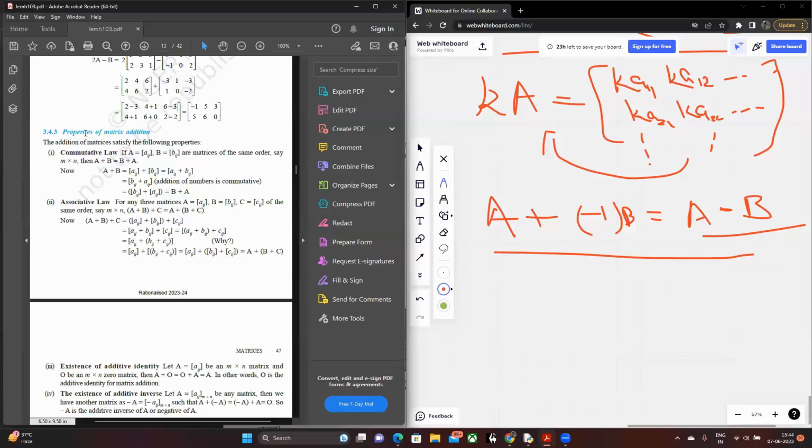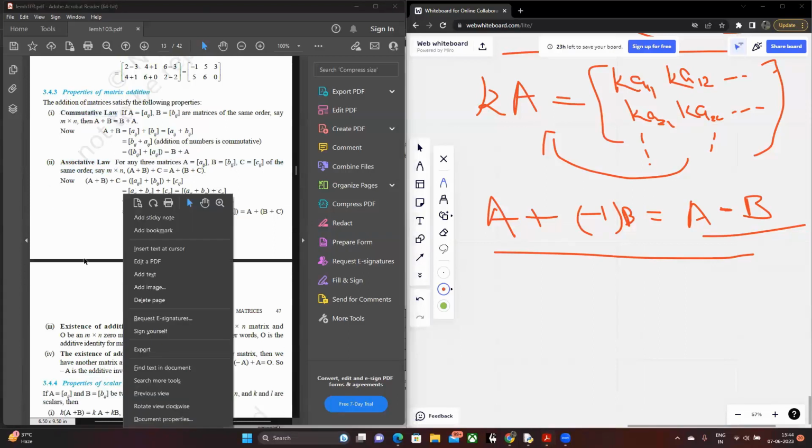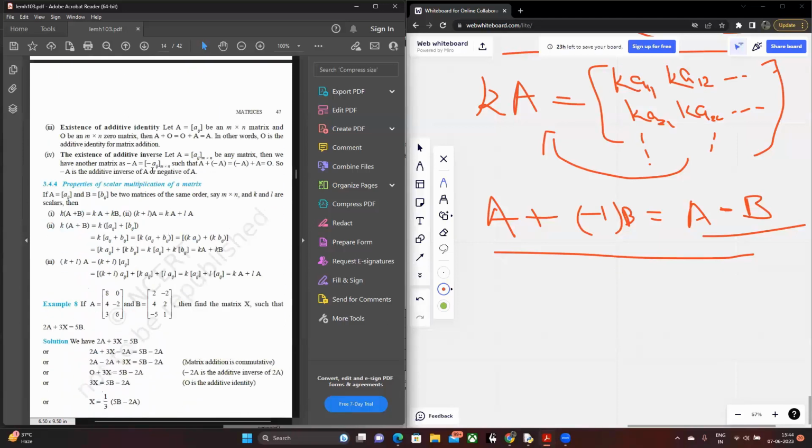Then you have matrix addition properties, that it is basically commutative, it is associative, it has an additive identity, and it has an additive inverse, right? An additive identity is going to be the zero matrix of the order m cross n, and the additive inverse is going to be minus A. And scalar multiplication is going to have these properties.